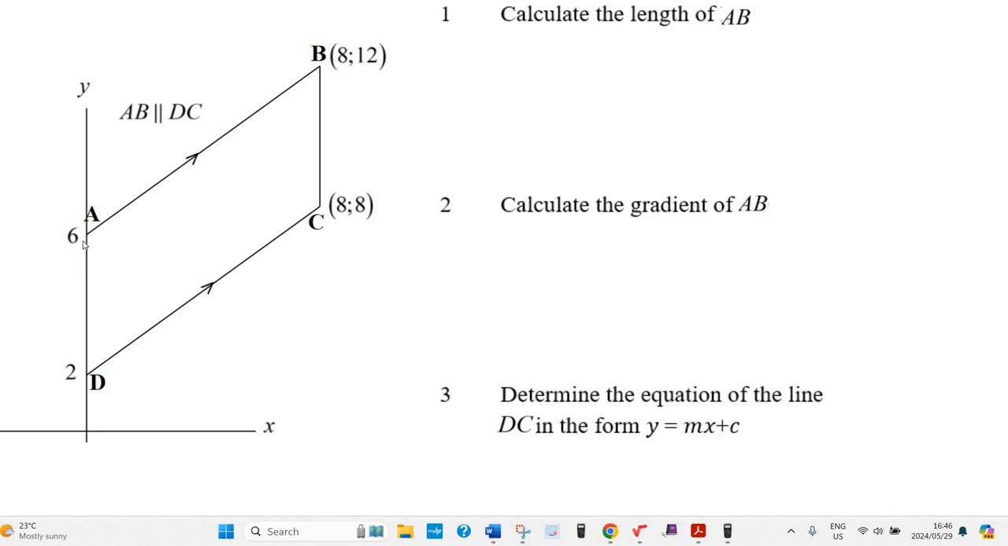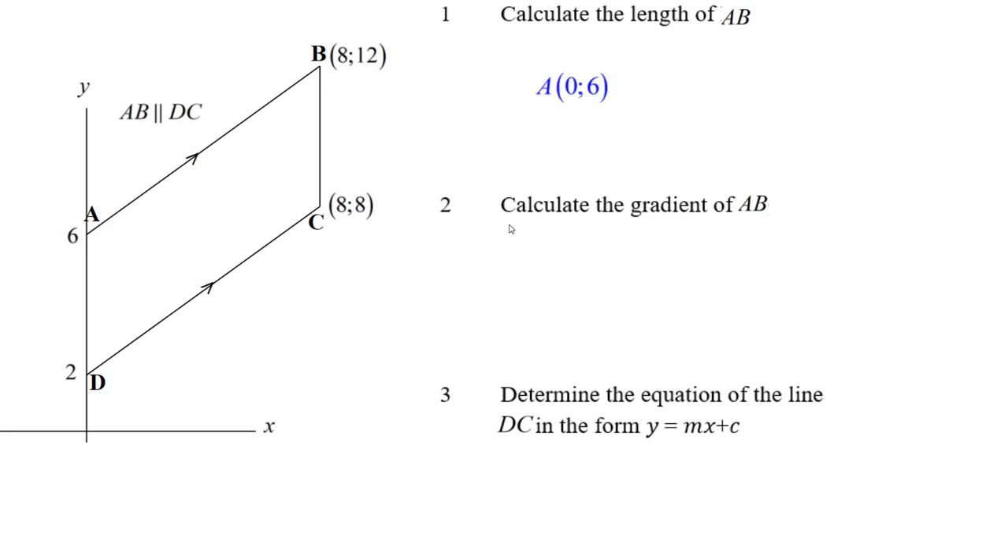If you ever see that 6 on the y-axis, you should know that means the point A is 0 in the x direction and 6 in the y direction. And now you just do the distance formula. You go 8 minus 0 squared plus 12 minus 6 squared. 8 squared and 6 squared, that's 64 plus 36 is 100. Take the square root, and AB is 10. Okay, well that's pretty straightforward.